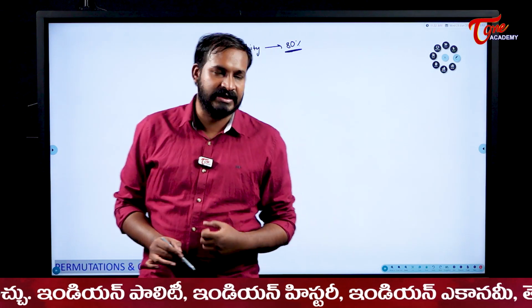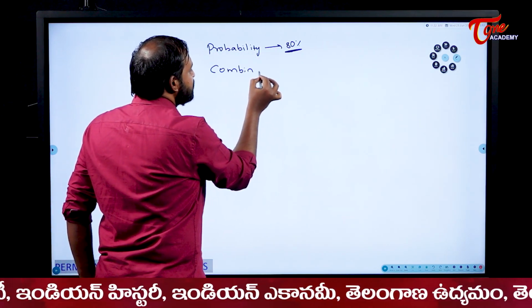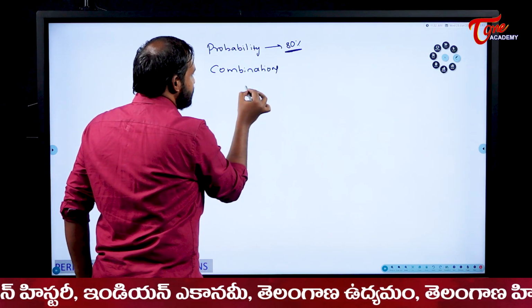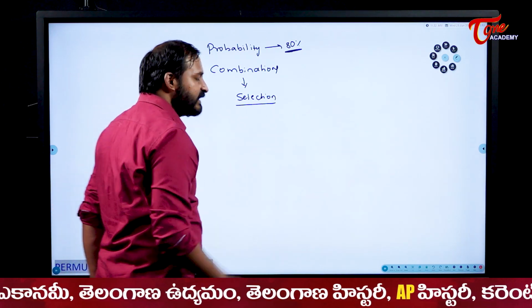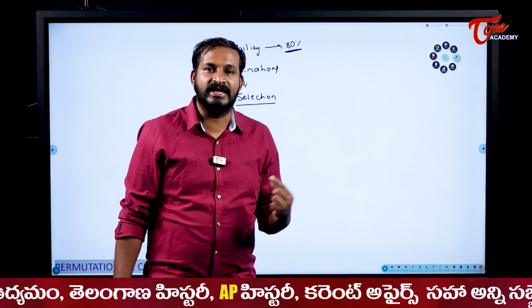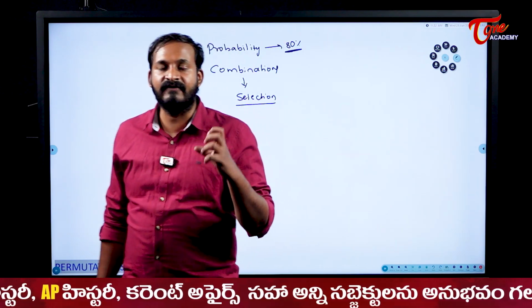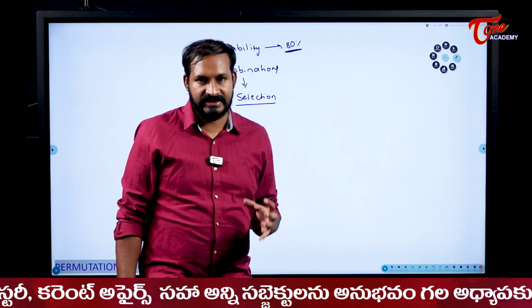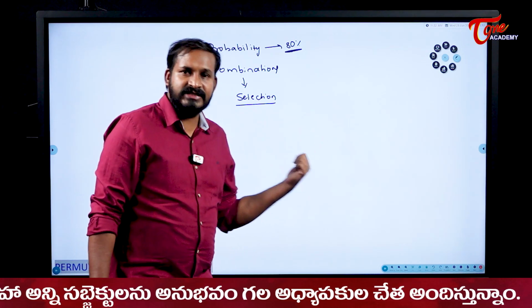As we already discussed, what is meant by combinations? Combinations is nothing but selections. When it comes to permutation, it is nothing but arranging. When it comes to combination, it is nothing but selection. That means from a group of people, in how many different ways we can select the persons. That is the question generally which we will see in combinations.